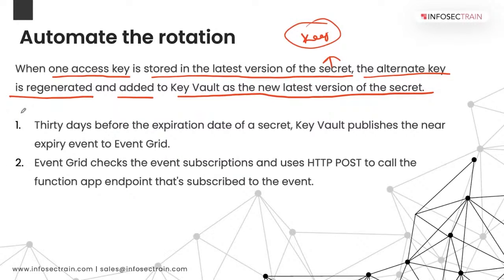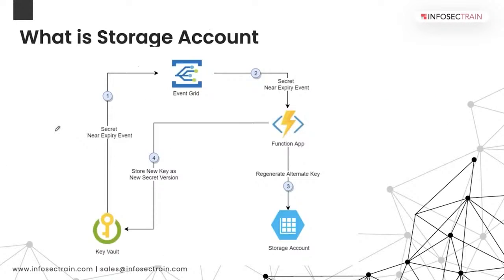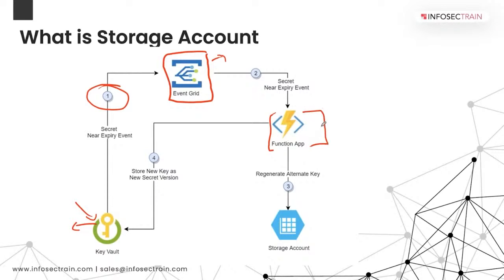Now, in this whole process, the diagram will be something like this: I have the storage account, and whenever my secret is near expiry, I have stored my secret in the key vault. Whenever this happens, there will be an event trigger, and this is Event Grid, which works on a subscribe-based model. So what we have done is created a function over here, which will run whenever this event is generated.